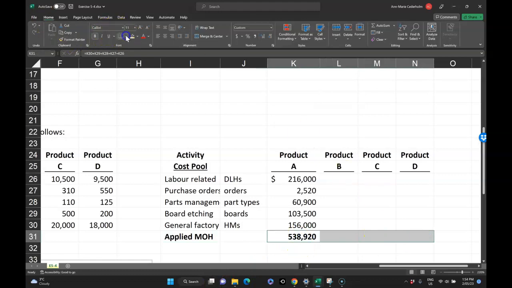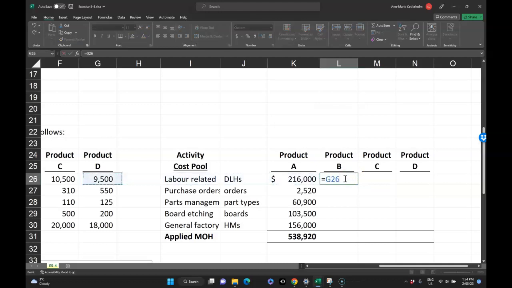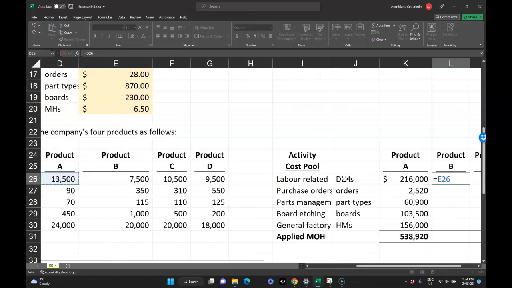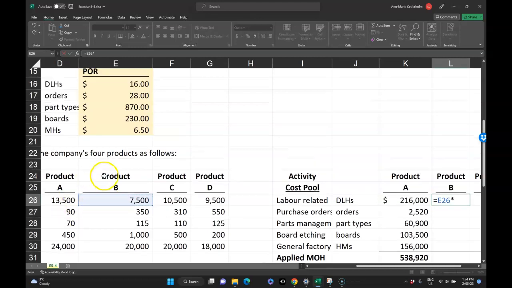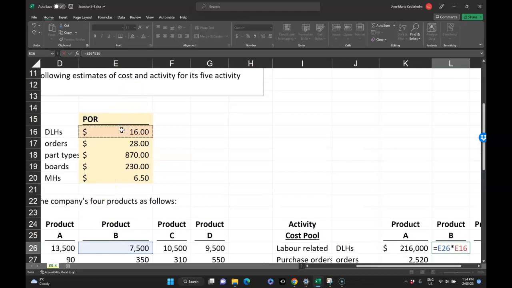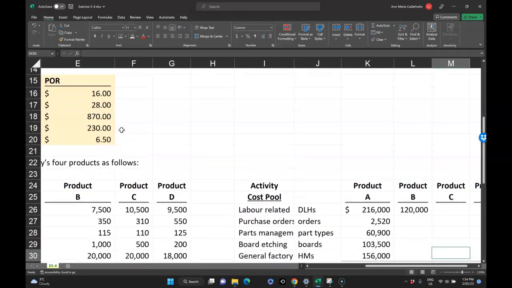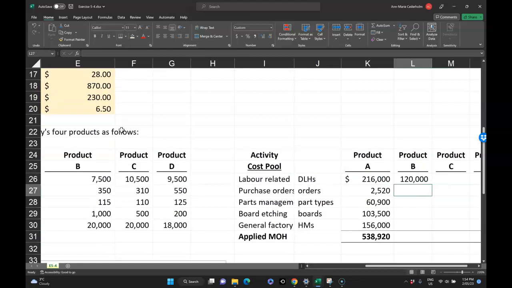So let's do it again for product B. So I'm going to take the actual activity for product B. So we said for labor hours, product B has 7,500. So if I quickly look at product A, we used 13,500. So I know product B's labor costs are going to be lower. So 7,500 times 16. So that gives me $120,000.